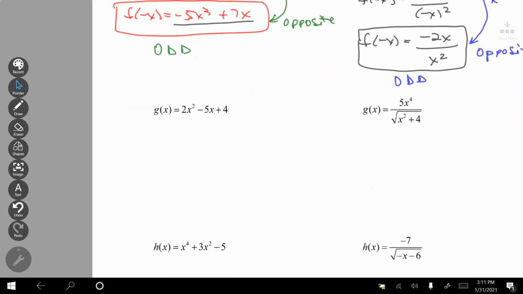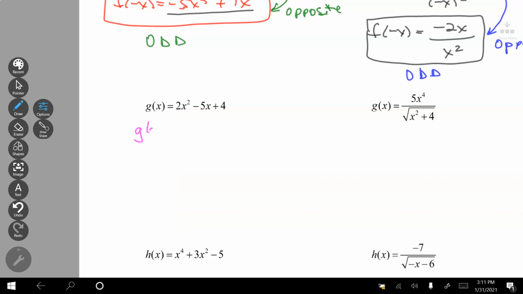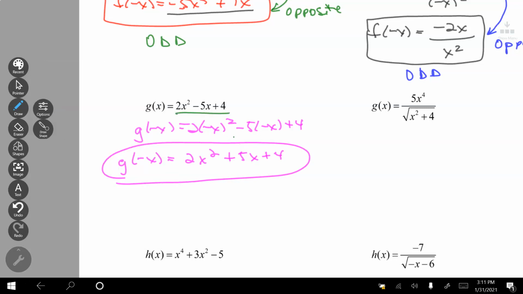This is where people get confused when you have algebraic fractions. Next one. Again, I'm going to plug in negative x. g of negative x becomes 2 times negative x squared minus 5 times negative x plus 4. I get g of negative x is equal to negative x squared is positive x squared times 2, and negative 5 times negative x becomes positive 5x, plus 4. And I look at this, and I look at the original function. They're not the same. They're not opposite. This is none of the above. This is no symmetry. It's not even and it's not odd. It is neither.